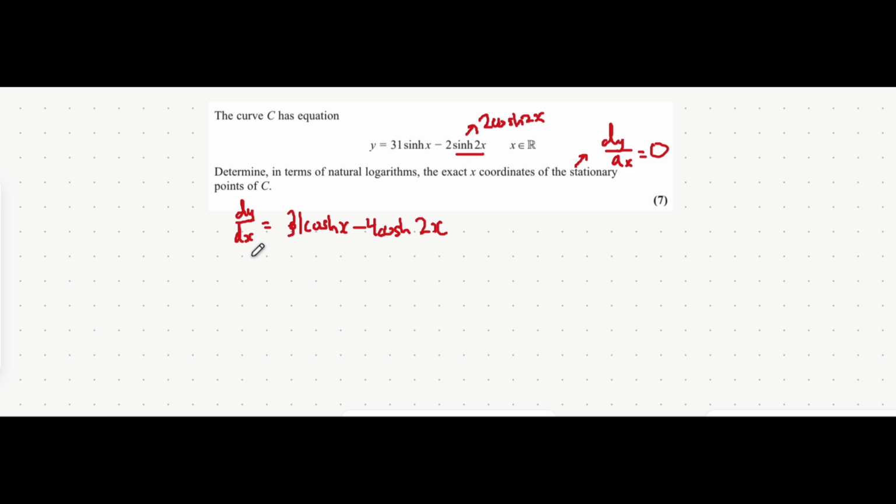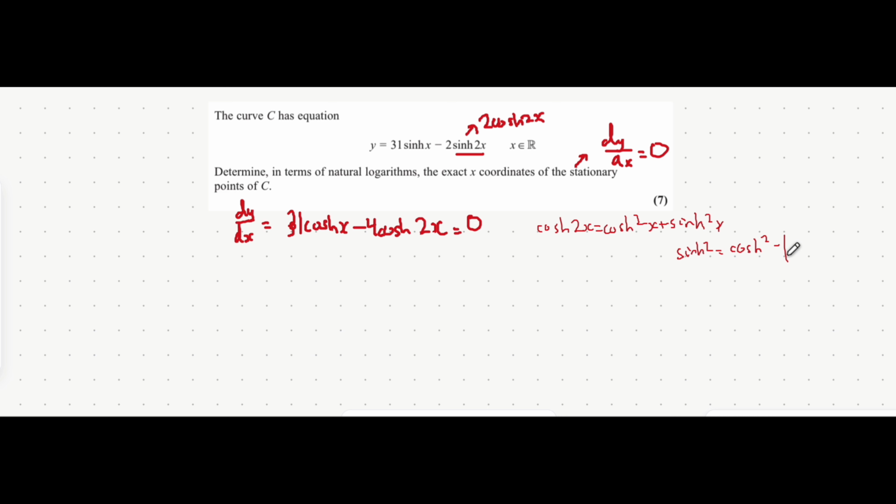Now that we've got dy/dx, in order to solve it before making it equal to 0, we first want it in a format where it's easier to deal with. In this case, what I'd recommend is using an identity for cosh of 2x. The identity that I'd recommend is using the fact that cosh 2x is equal to cosh squared x plus sinh squared x. When we combine with this, the fact that sinh squared is equal to cosh squared minus 1. Because of course we know that sinh squared plus cosh squared is just equal to 1.